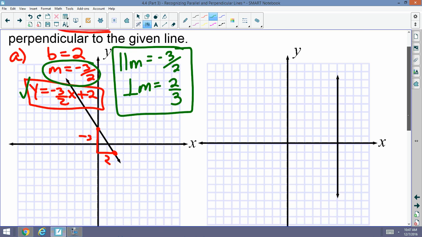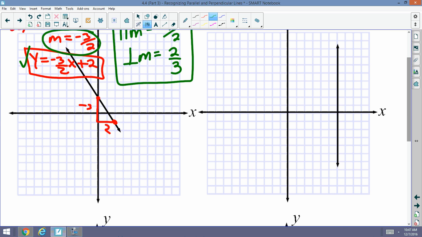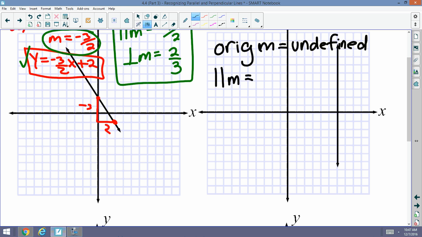Okay, my brothers. So here, what's the original slope of this line? Undefined. Very good. Okay, now, what's my parallel slope? It's undefined. They're equal. Now, let's focus and pay attention. This is the tough part. What's my perpendicular slope?